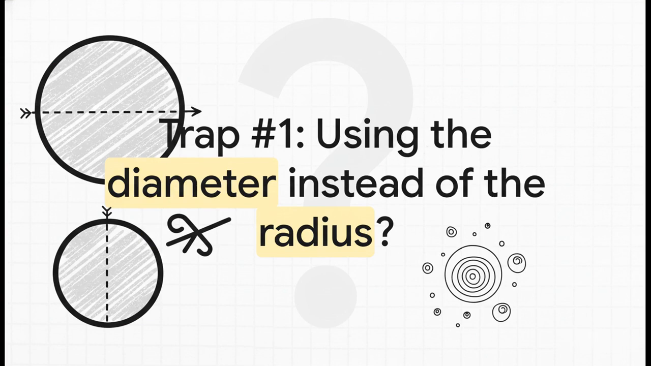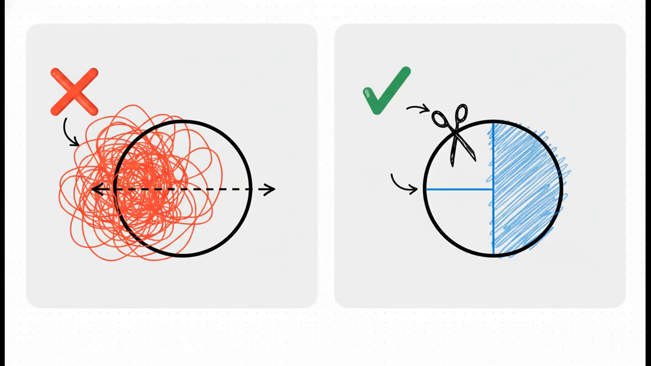But a lot of problems will give you the diameter, the full distance across. So the question is, are you remembering to cut that number in half before you start squaring? Seriously, using the full diameter by mistake gives you a wildly incorrect answer. The right way is to always find the radius first. So if the diameter is 36, the radius is 18. It's such a simple step, but forgetting it is probably the #1 source of errors.